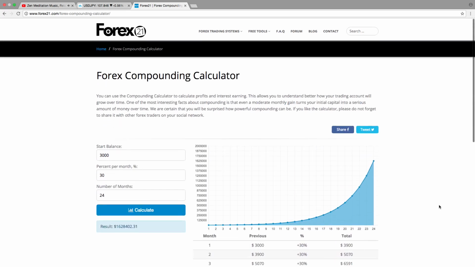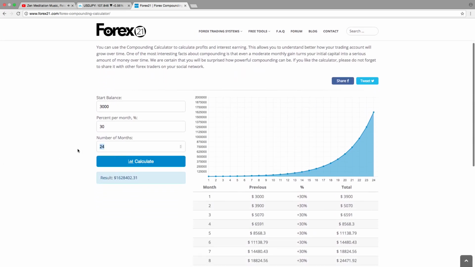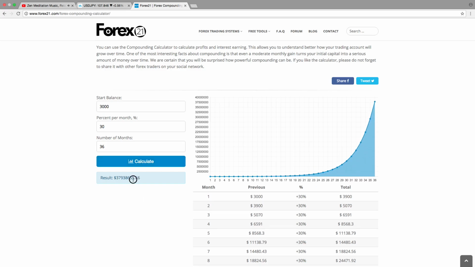3 grand. Okay? What happens if you want to go 3 years? Right? And you're not going to touch it, you know? Just let it grow. You're going to hustle this out for 3 years, and then you're going to live the rest of your life however you want to. But let's say 3 years. Boom. I don't even know how huge this number is. It's almost 38 million. $37,938,655.